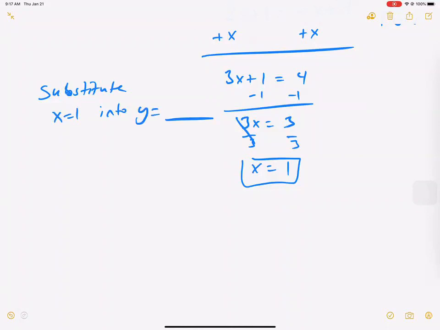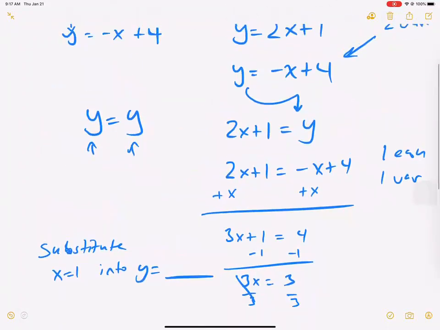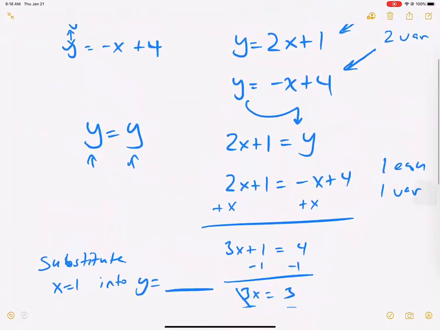So let's pick one. You get to choose. Do you want to plug into the y equation 2x plus 1 or negative x plus 4? And the thing is, it doesn't matter which one you choose. They're both going to work because remember we mentioned that this is the point where they share in common. So whether you plug 1 into 2x plus 1 or 1 into negative x plus 4, they're going to give us the same answer. Okay?